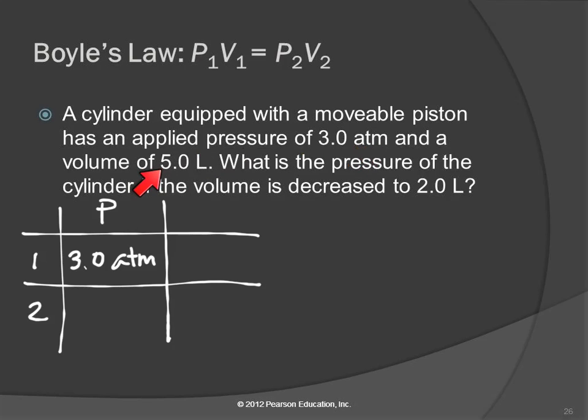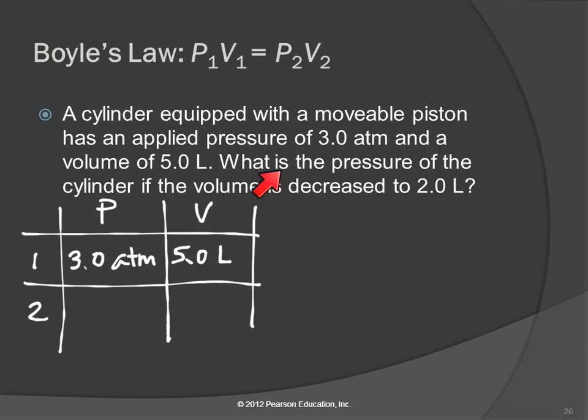The next number we come to is 5.0 liters. So I'm going to write that over here. 5.0 liters. That is volume. So I'm going to label that column volume. We can tell that these 2 numbers go together. It says applied pressure and volume. Those 2 are together in the problem.